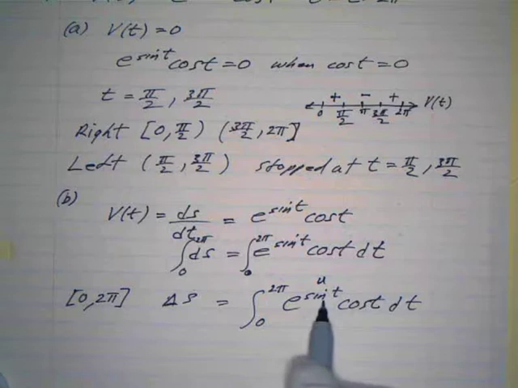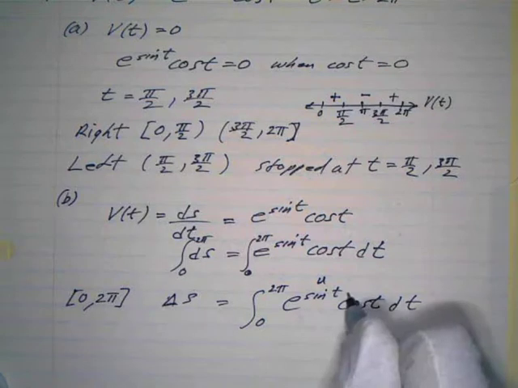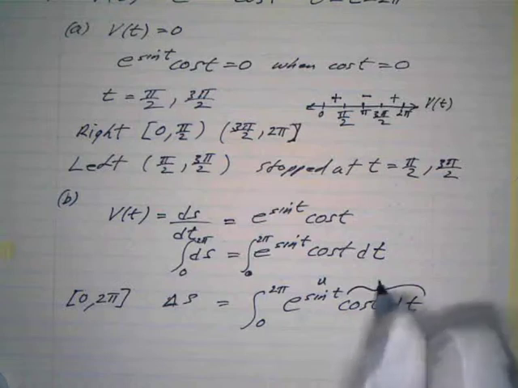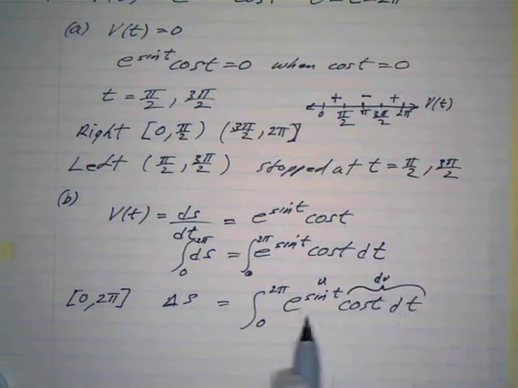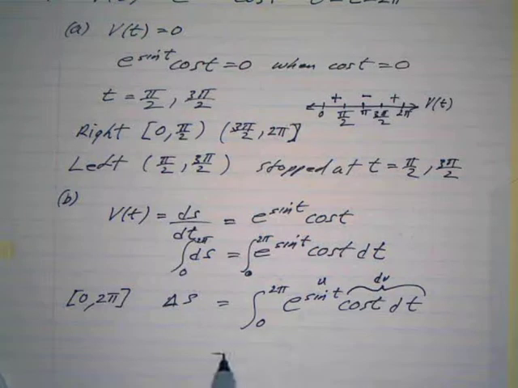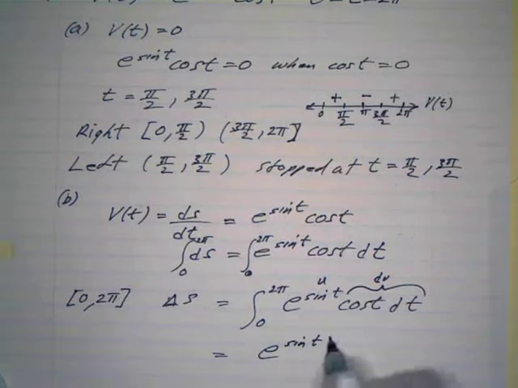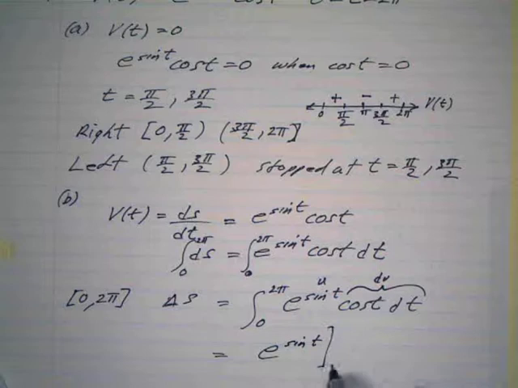what's the derivative of the sine t? Well, the derivative of the sine t is the cosine t dt, so that's my du. So it looks like I've got e to the u du. So that makes it nice. That means the antiderivative of this will be just e to the u, which is e to the sine t. And I'm going to evaluate that from 0 to 2 pi.